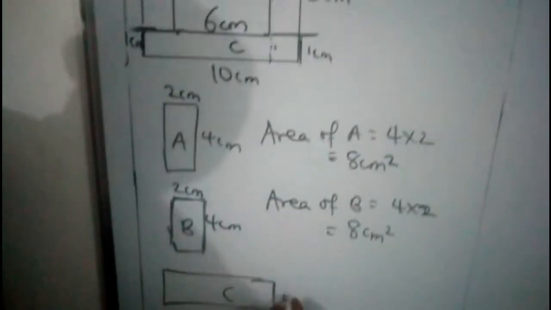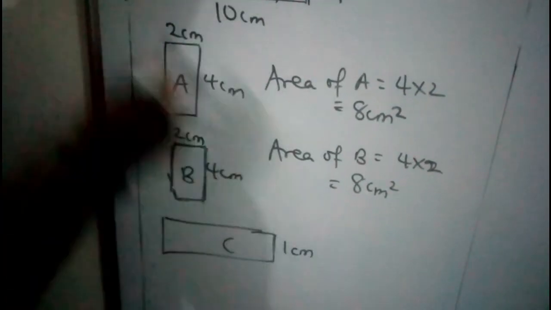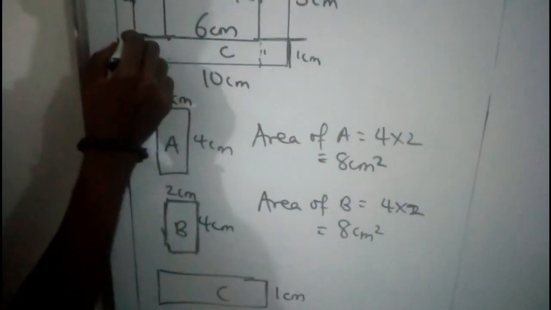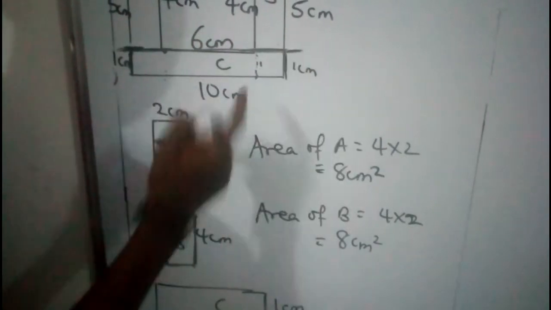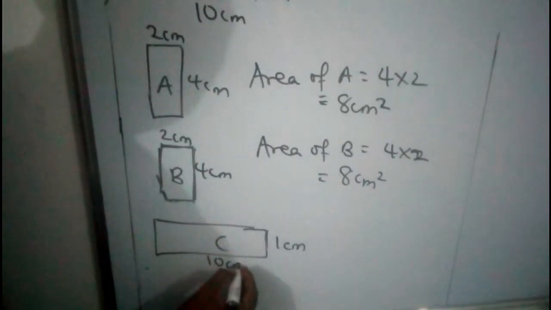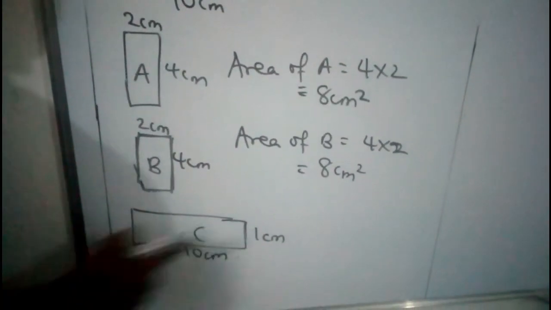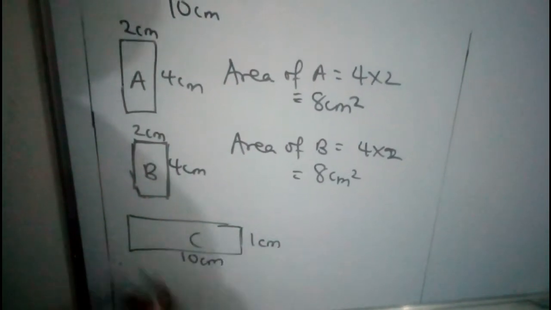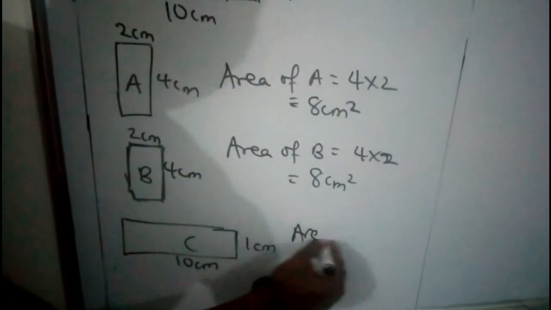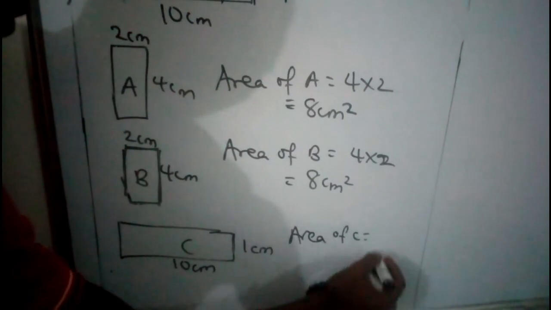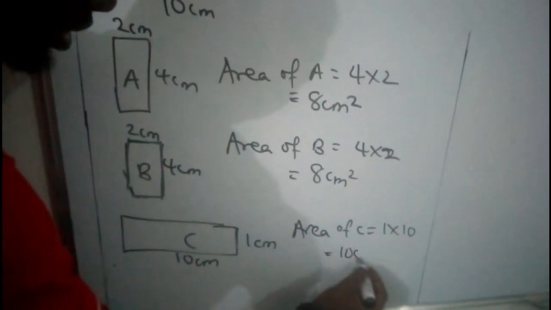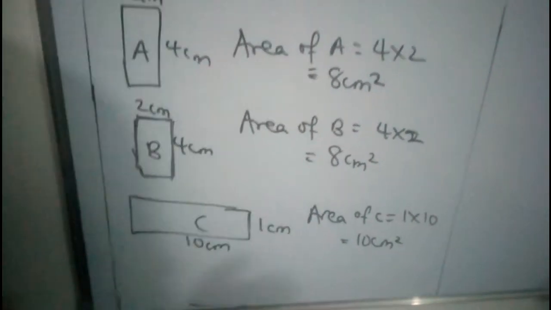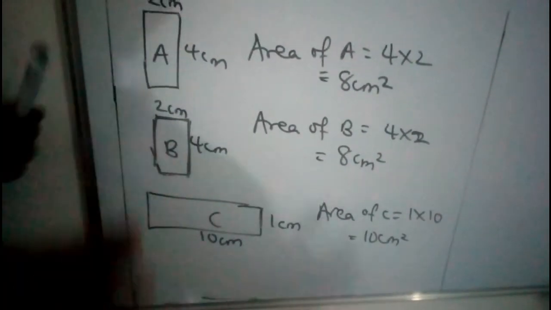So for C, this side is 1 centimeter. Then what do you think this side will be? This side will be 10, because it extends from here to the end. So that's 10 centimeters. So it's still a rectangle because the length and the breadth are not equal. So what's area of C? Area of C equals 1 times 10. And that gives you 10 centimeters squared.